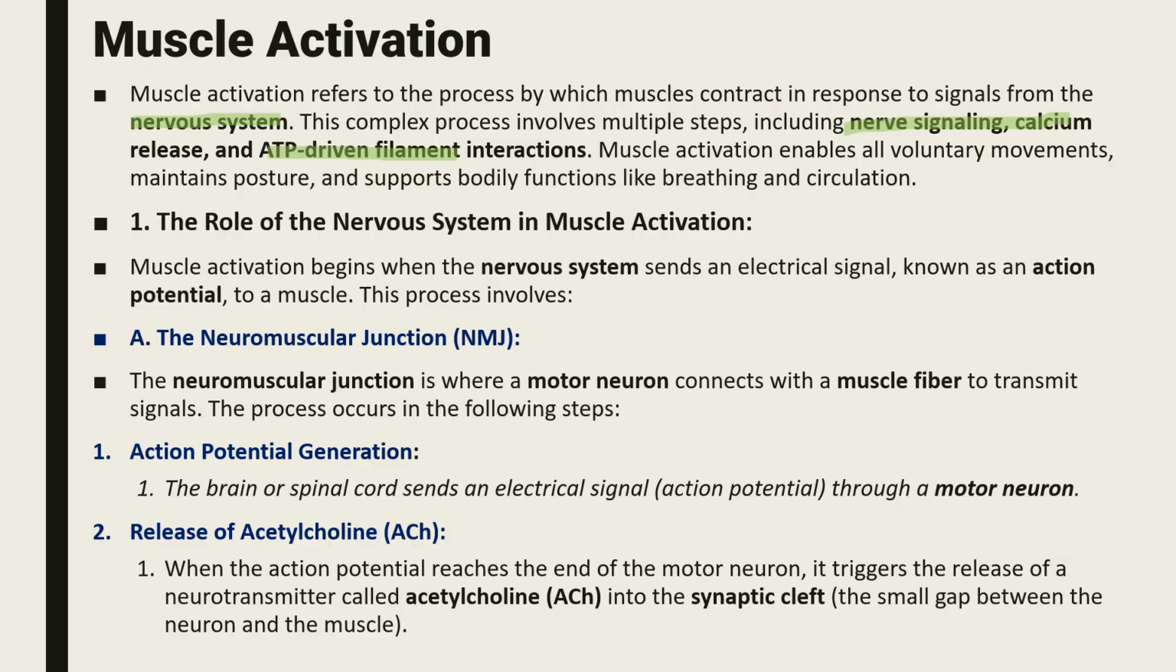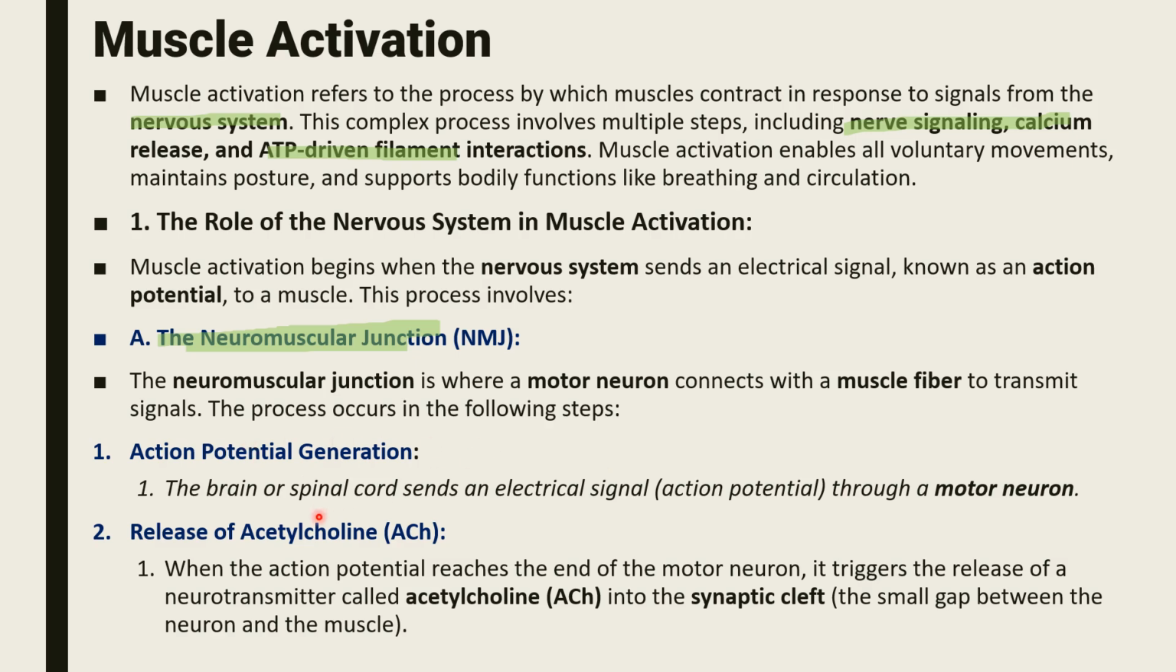The role of the nervous system in muscle activation. Number 1 is the neuromuscular junction. Muscle activation begins with the nervous system sending an electrical signal, known as the action potential, to a muscle. This process involves the neuromuscular junction, where a motor neuron connects with the muscle fiber to transmit the signal.